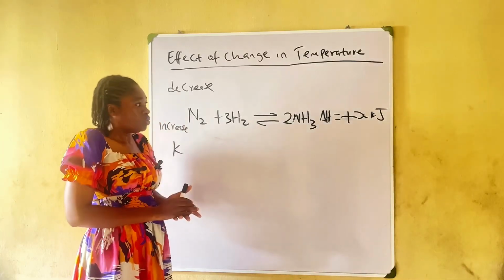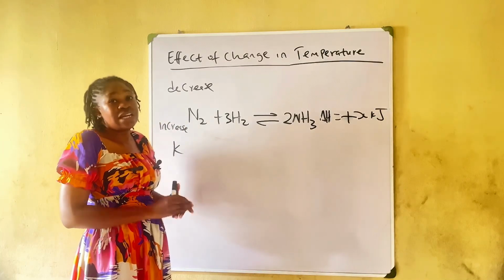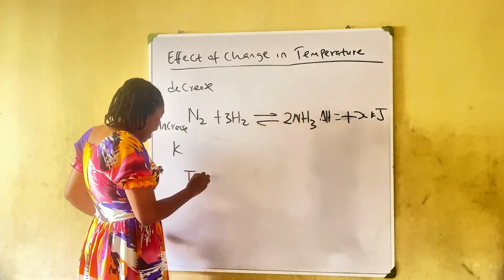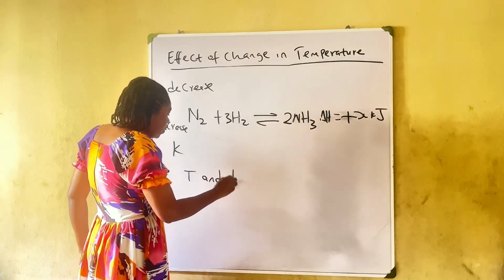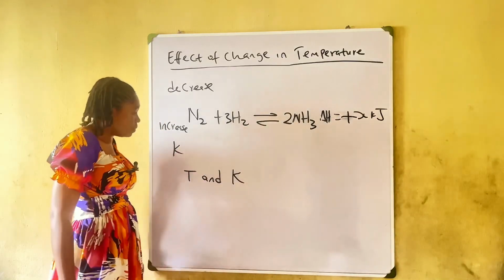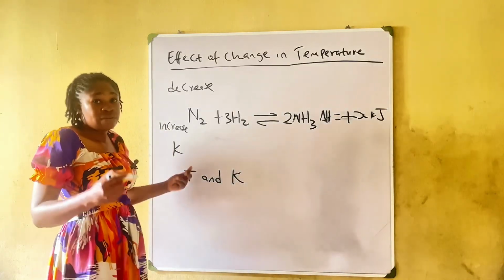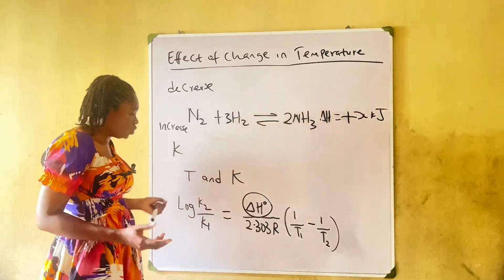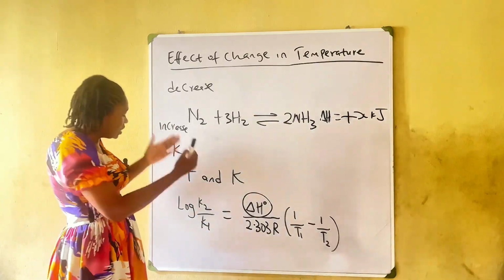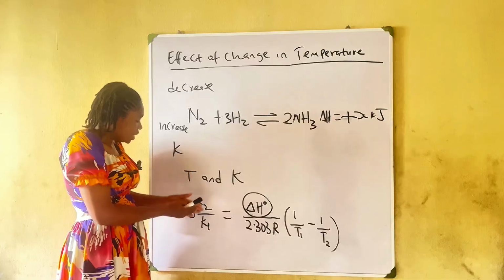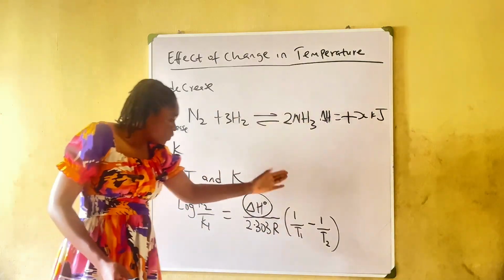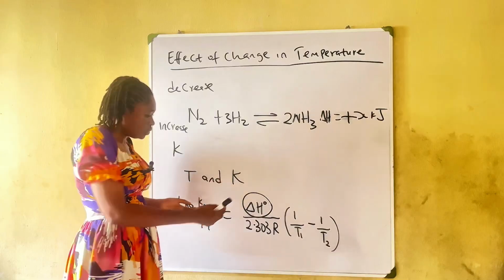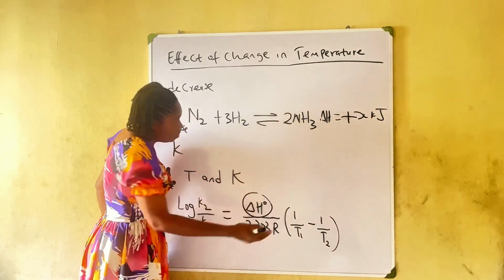So that's all about the effect of temperature. Alright, so there's a relationship between temperature and the equilibrium constant. We call that equation the Van 't Hoff equation. Delta H is the molar heat of reaction. So if you are given equilibrium constants K1 and K2 at temperatures T1 and T2, and I ask you to find the molar heat of reaction, we use this formula.